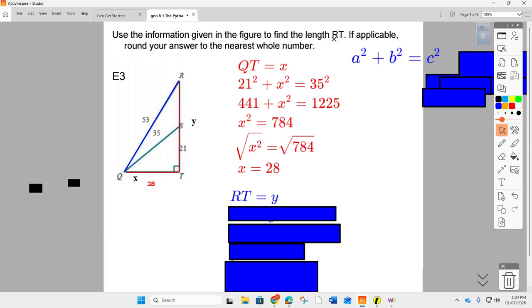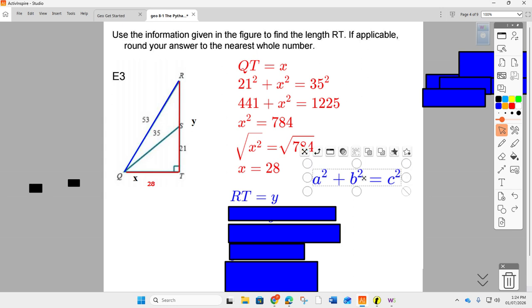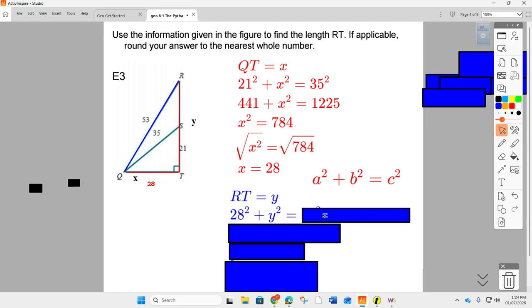We need to know how long the whole thing is, and we're going to plug into the Pythagorean theorem. So 28 is one of the legs, 28 squared. The other leg that we don't know, we're calling Y squared. The hypotenuse of this big triangle is 53.